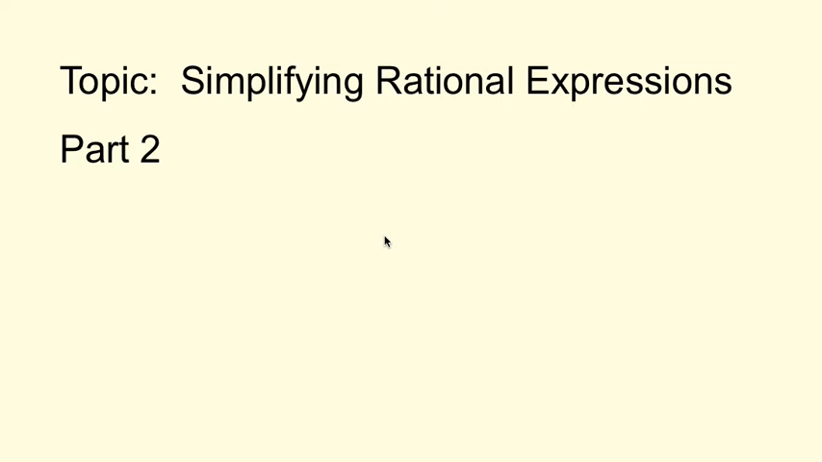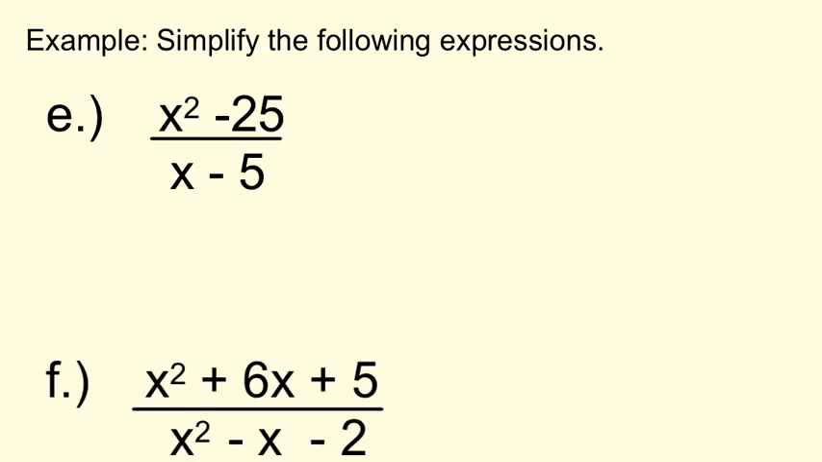Expressions, part 2. These are going to get to be a little bit more challenging because we have to go back to our factor rules that we learned in this class. So example E, we want to take x squared minus 25 over x minus 5.